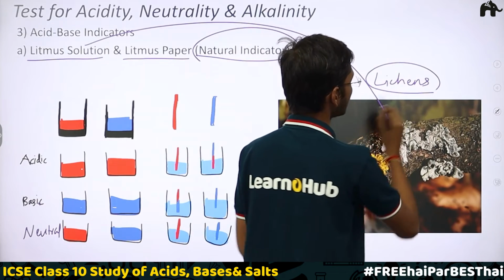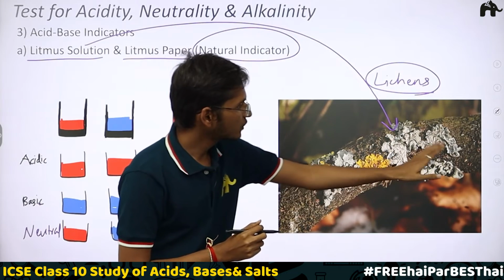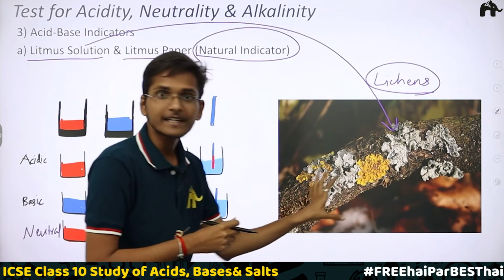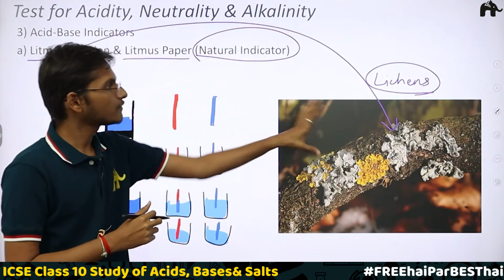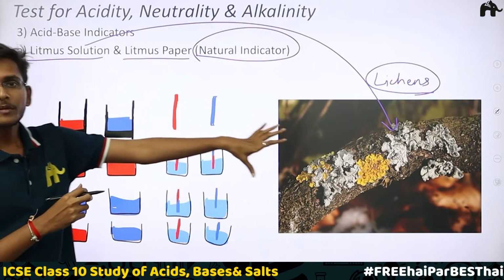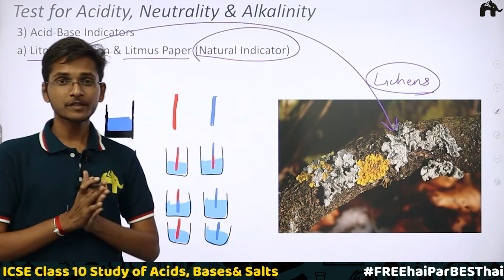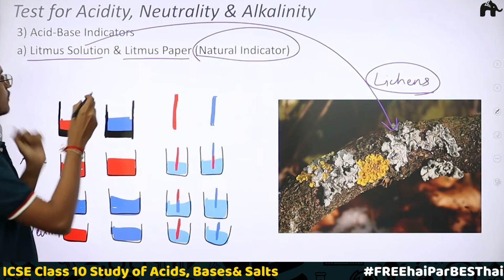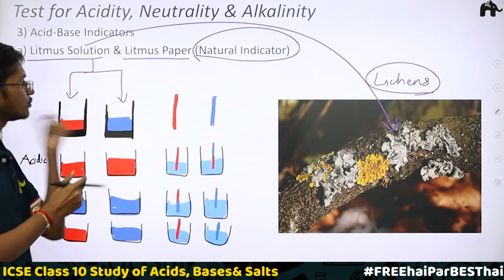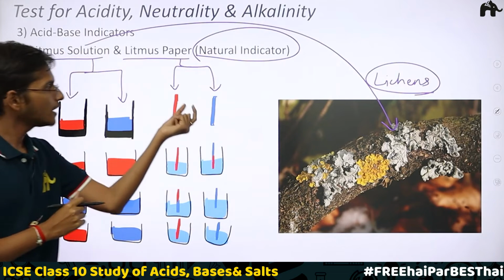You can see in this image, not the wood, but on that wood, these gray flower-like, or leaf-like, structures. These are lichens. These are actually the organisms from which we obtain litmus solution. Since we are obtaining it from natural sources, we call this indicator a natural indicator. Litmus solution is of two types: red litmus solution and blue litmus solution. Similarly, litmus paper is also of two types, red litmus paper and blue litmus paper.